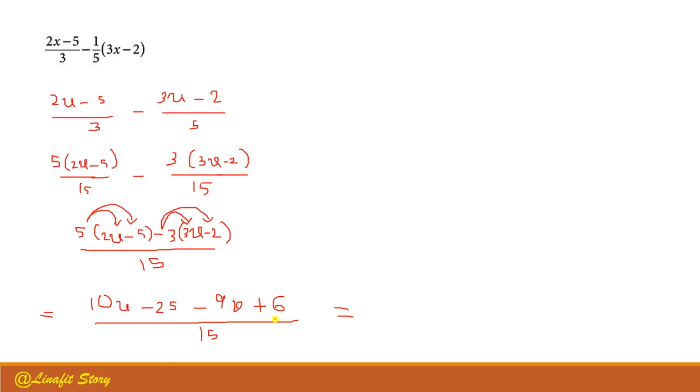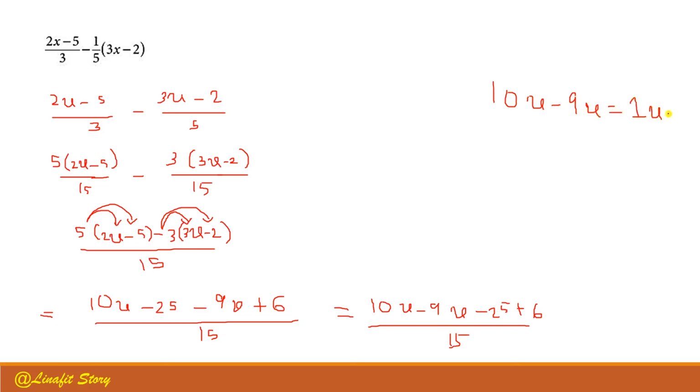Now we will group the like terms. 10x minus 9x, negative 25 plus 6 out of 15. 10x minus 9x is equal to 1x. We just write it as x. And then negative 25 plus 6 is equal to negative 19. So the answer is x minus 19 out of 15.